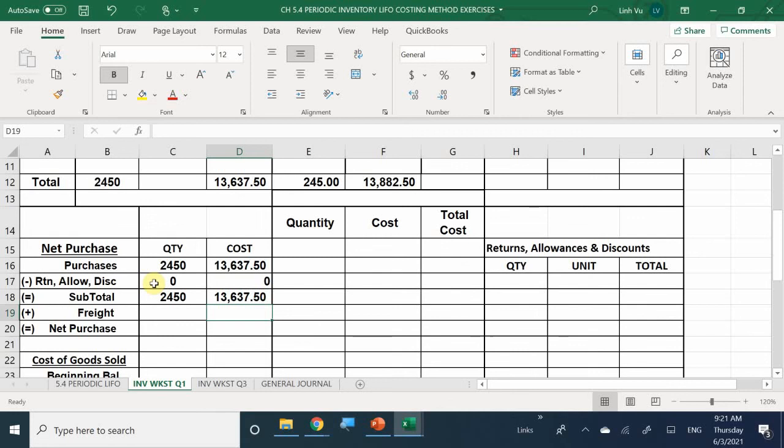All right. But when we dive into the chapter 5 review on Monday, we're going to be practicing what happens when we actually have those purchase returns and allowances. Okay.